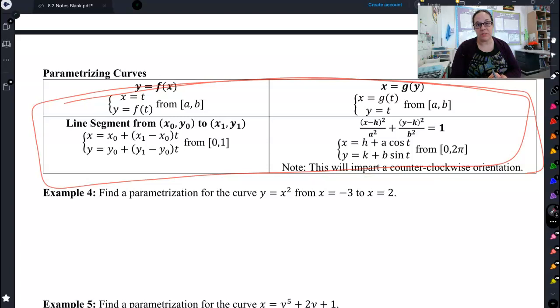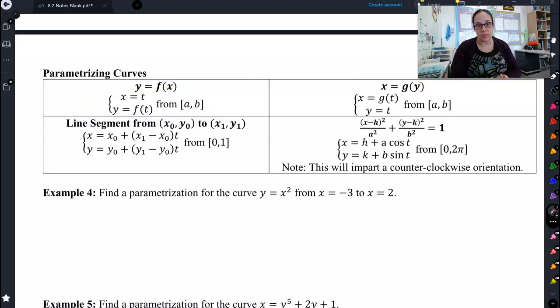Yes, you do need to memorize these. These are part of your memory test. However, good news is these are the very last rules you need to memorize in 1060. This is it. This is the last thing.